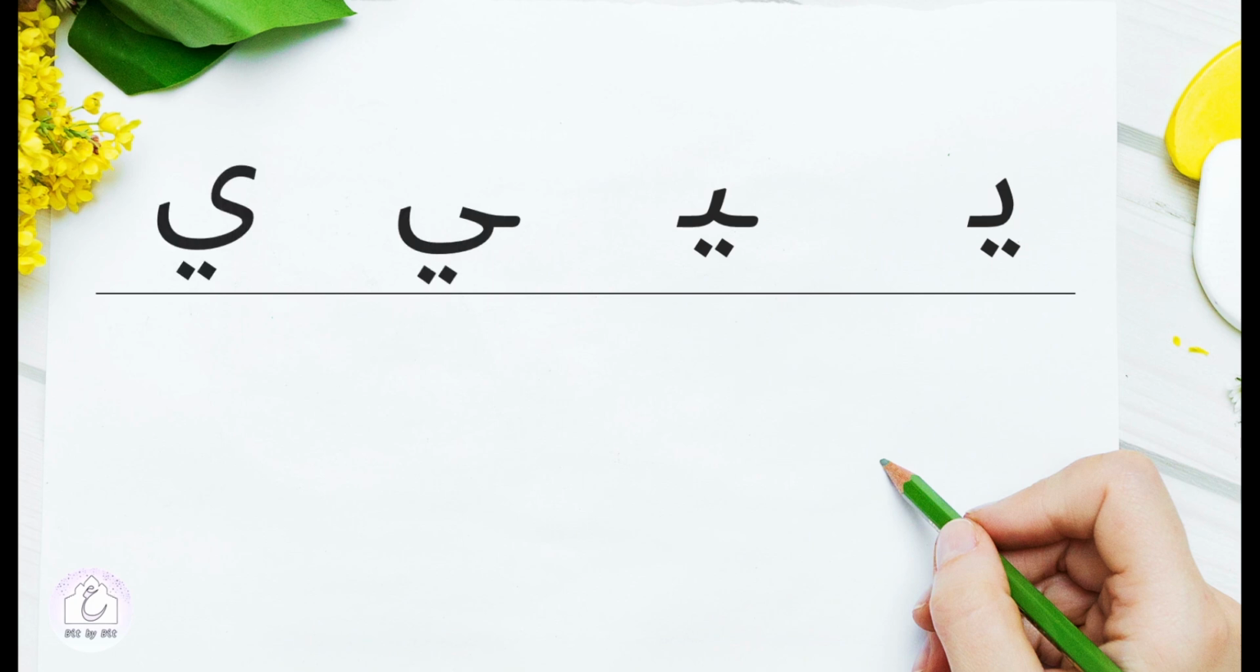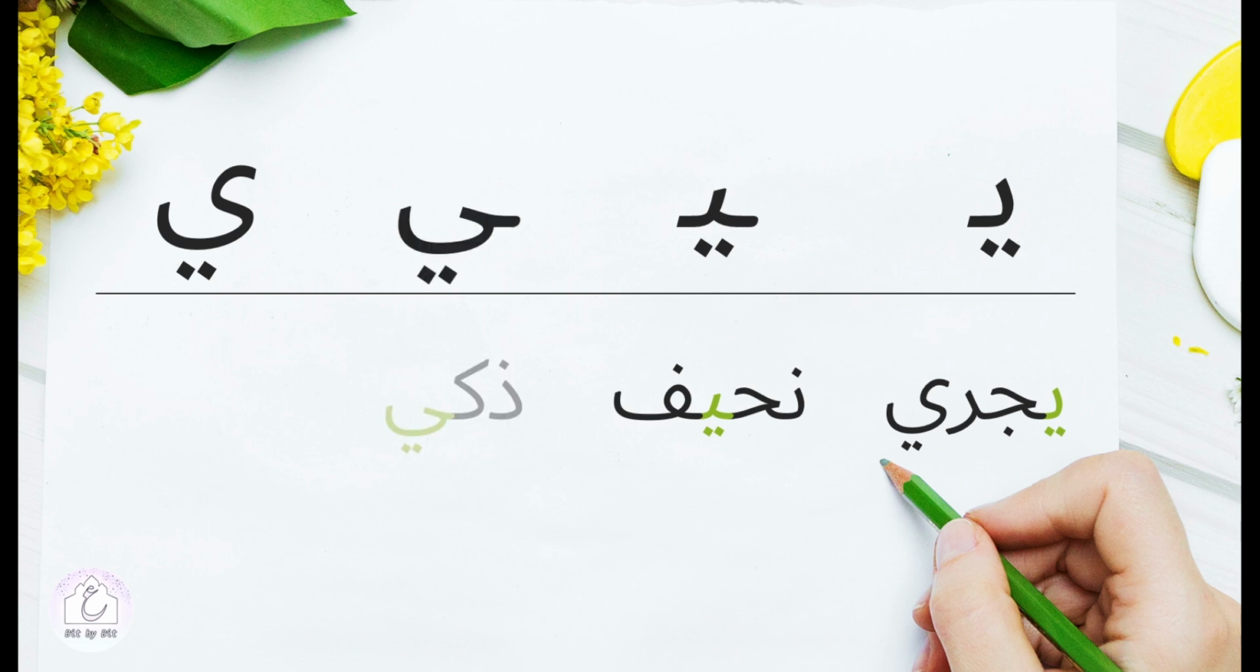So, in conclusion, Ya has four forms depending on its position in a word and whether it's preceded by a non-connecting letter or not. There's the initial position, the medial, final, and the isolated form.